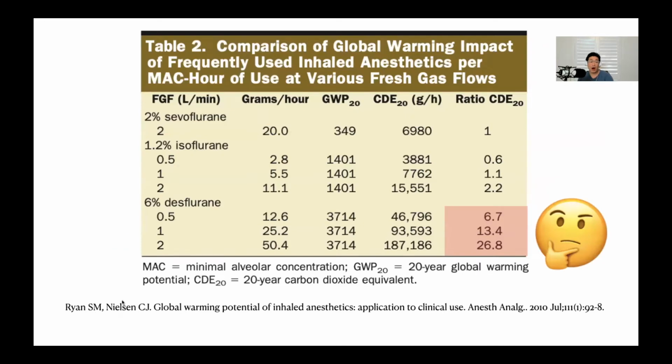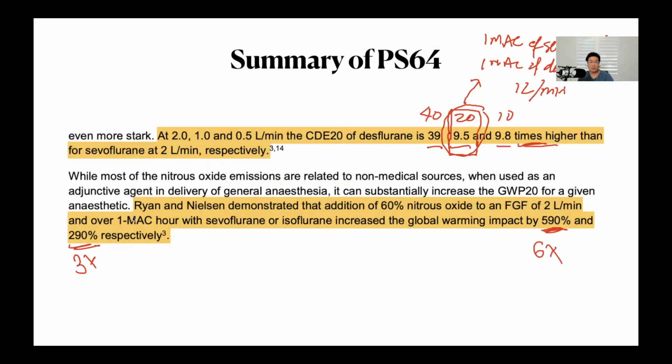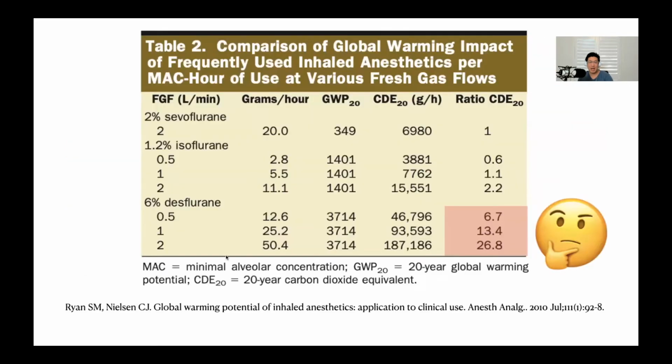Now, this is the Ryan and Nielsen article. They've quoted Ryan and Nielsen here, and what I want to point out is this table. This is the comparison of global warming impact of frequently used inhaled anesthetics per MAC hour at various fresh gas flows. And this is our comparison agent: 2% sevoflurane, in other words, 1 MAC of sevoflurane at 2 liters per minute. That's our base comparison.